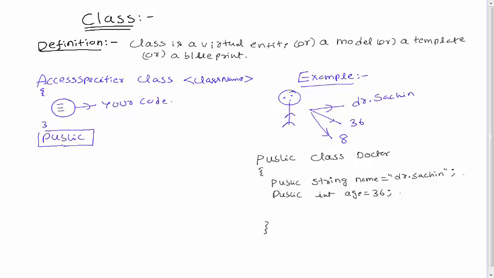Now what is the next step? I have to store this 8, that is the experience of the doctor. So which kind of data type? So usually you can go for the integer data type. Now we have to write public int experience is equals to 8. Okay, so everything is fine. I believe you understood how to declare a class and how to store the data inside a class.